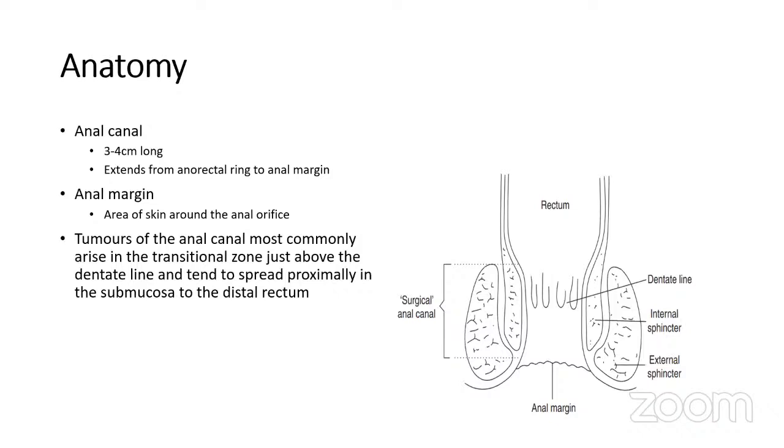Okay. So now coming on to the anatomy of the anal canal. The anal canal is just 4 centimeters long. It extends from the anal margin here, and then it goes 4 centimeters above it. Anal margin tumors are the tumors which are located around the skin, around the anal orifice. The most common location of anal canal tumors is the transitional zone, which is just above the dentate line. This is the dentate line, and here we have the transitional zone. The tumors arise most commonly from this side, and they extend proximally into the surface of the rectum.